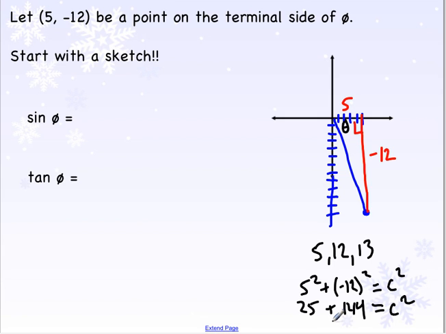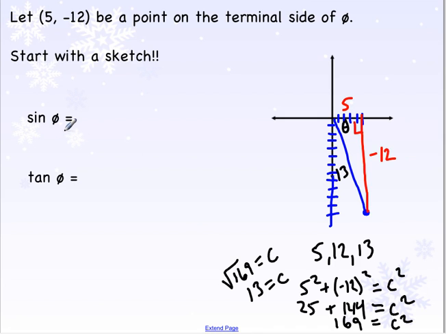Okay, and then you're going to get 169. And when you take the square root of 169, you get 13. So our hypotenuse is 13. Now, technically when you take a square root, it's supposed to be plus or minus, but I said on the first page that the hypotenuse is always positive, so that's why we're using positive 13.